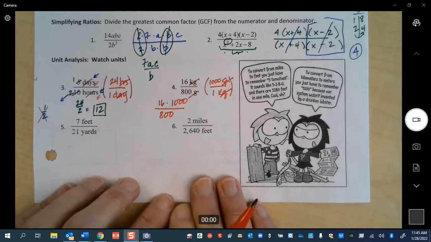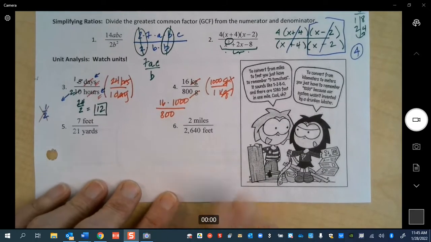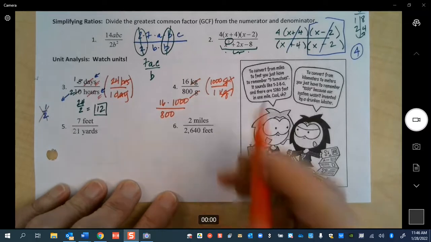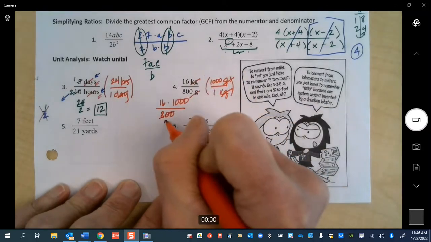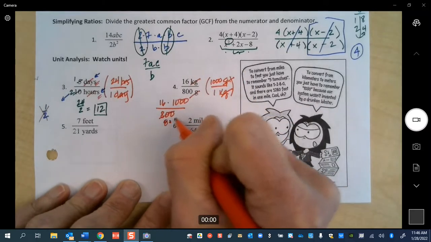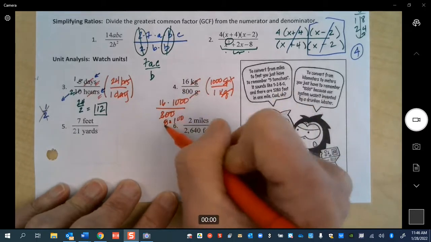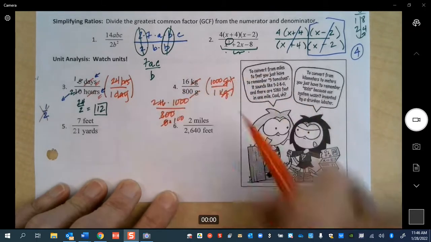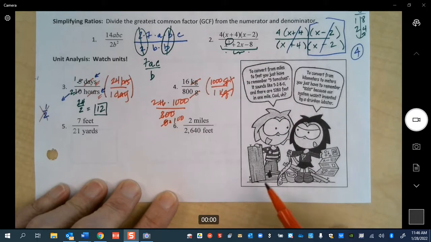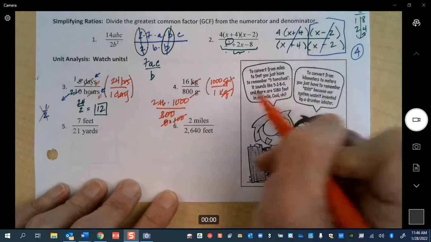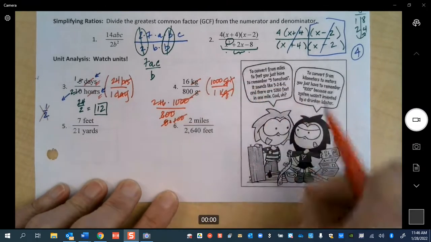Now, however you go about simplifying that is up to you. I sometimes like to break this apart and call this 8 times 100 because I can make my 8 and my 16 friendly. And 100 comes out of 1,000 10 times.